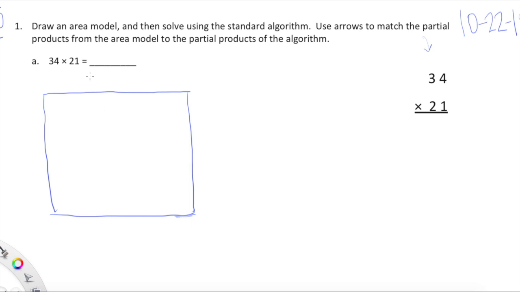So I'm going to label this top part with 34, and then I'm actually going to decompose 21 into 1 and 20 because I can essentially do these calculations in my head.